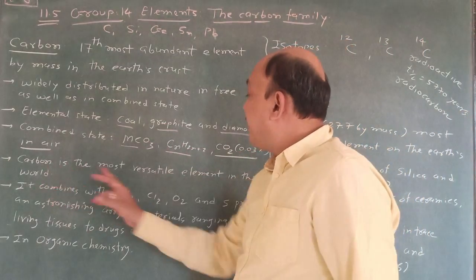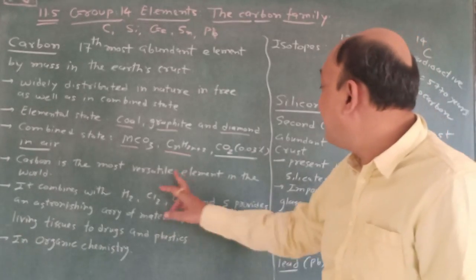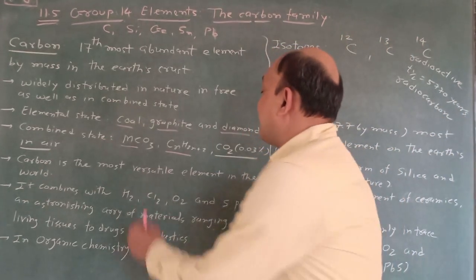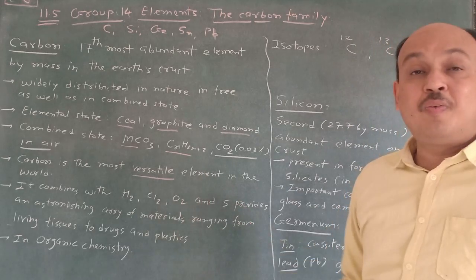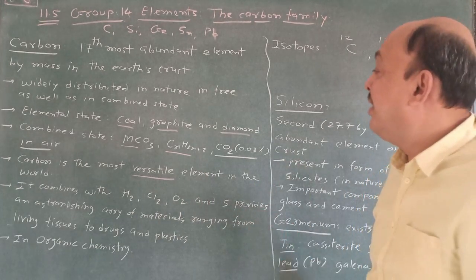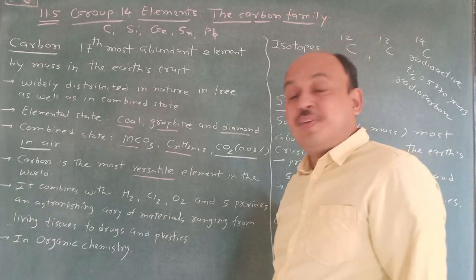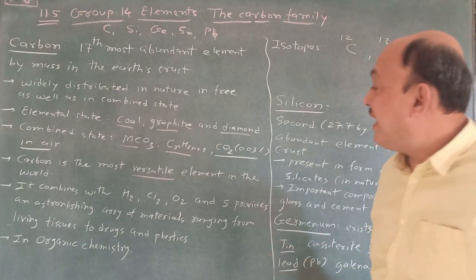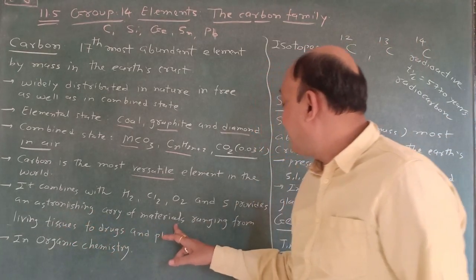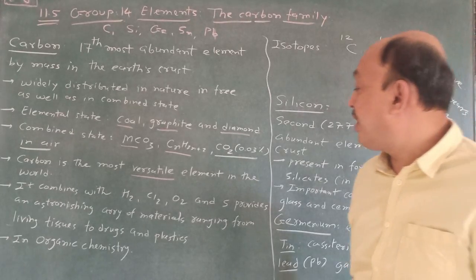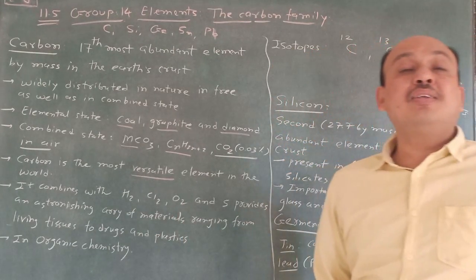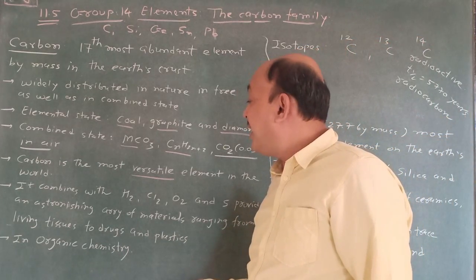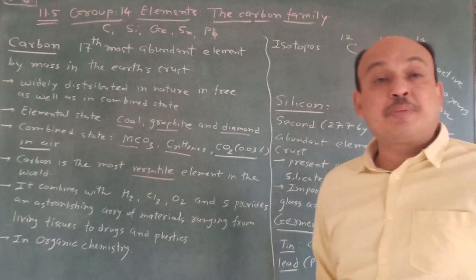Carbon is the most versatile element in the world. Without carbon, you can't learn anything. Remember, it is the most versatile element in the world. It's required, so it's very important. It combines with dihydrogen, dichlorine, oxygen and sulfur, and provides an astonishing array of materials ranging from living tissues to drugs and plastics. You know that in all drugs or plastics, carbon and hydrogen may be present. So carbon and hydrogen are required. In living tissues also carbon is required.